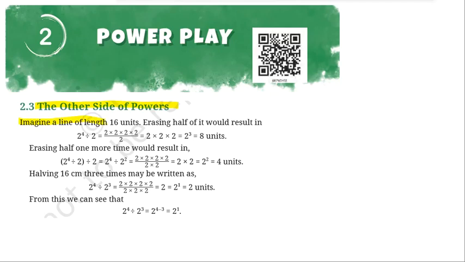Imagine a line of length 16 units. Erasing half of it would result in 2 to the power of 4 divided by 2, that is 2 times 2 times 2 times 2 divided by 2. When you divide it by 2, you get 2 times 2 times 2 equals 2 to the power of 3, which is 8 units. What is happening over here?